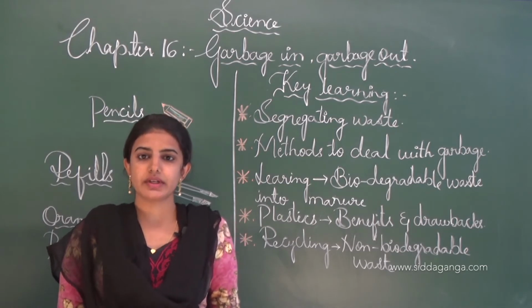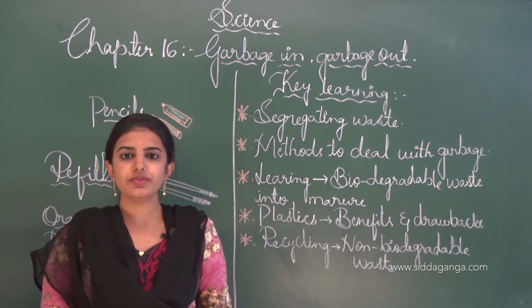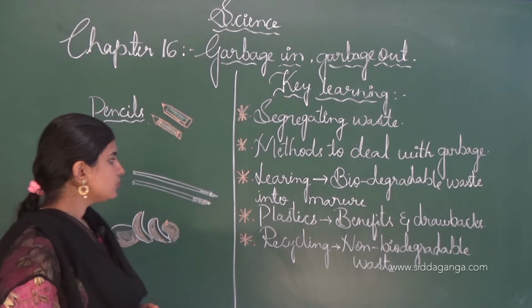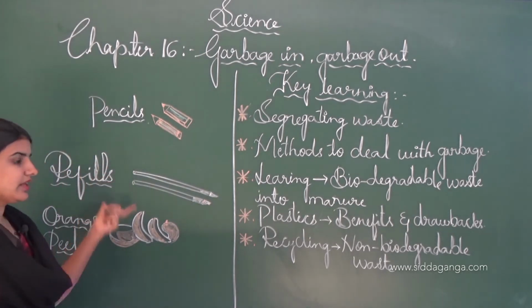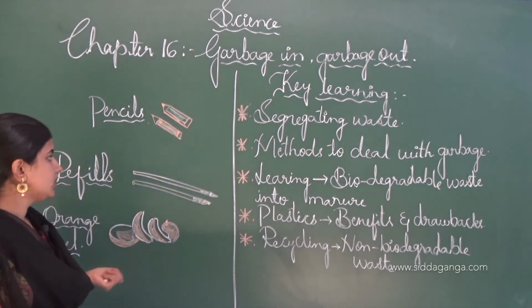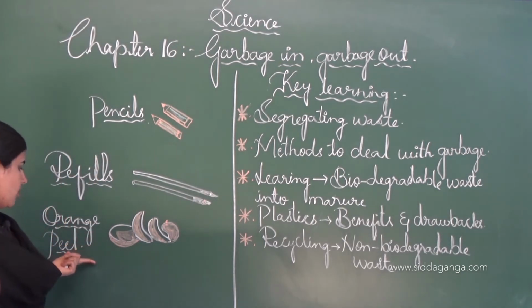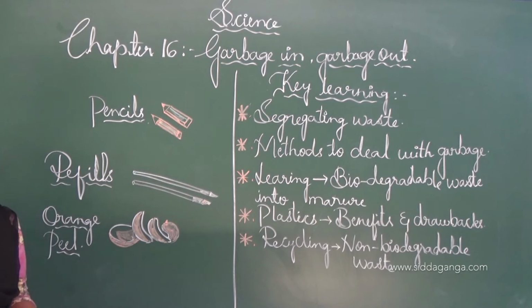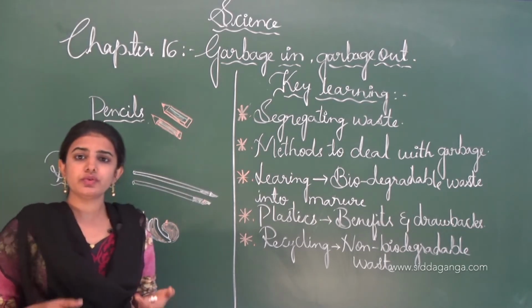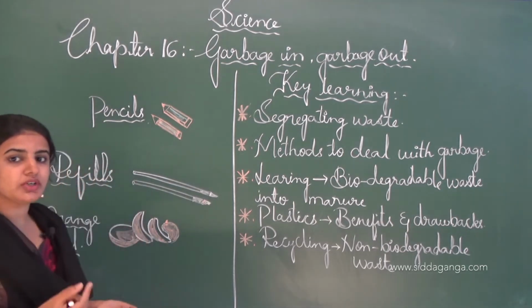See, before getting started with the lesson, let me ask you a few questions. These questions are related to the things I have written on the board. You have seen the pencils, refills as well as the orange peel. I will ask you questions. What do you do when your pencil becomes too small to write?